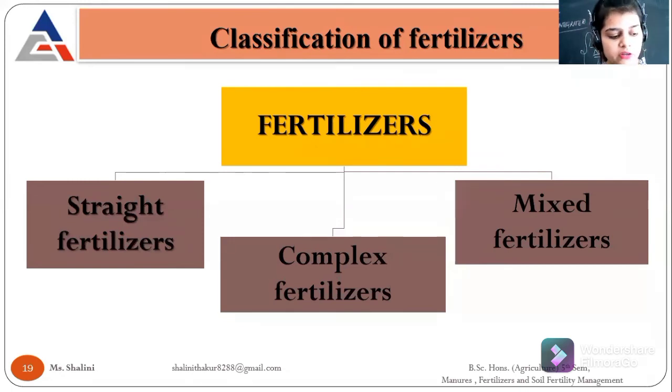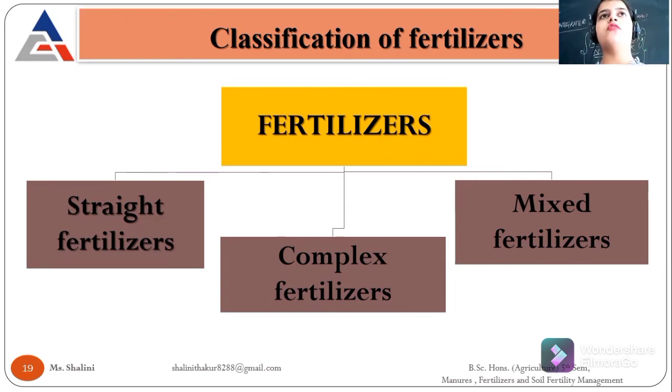If I talk about complex fertilizers, these are fertilizers which contain more than one nutrient. It contains the primary nutrients like N and P, or P and K, or N and K. I was just giving you examples. Then mixed fertilizers are those which we do not apply in a definite proportion. We are mixing them manually. We take two fertilizers, mix them, and apply them in our field. Those are mixed fertilizers.